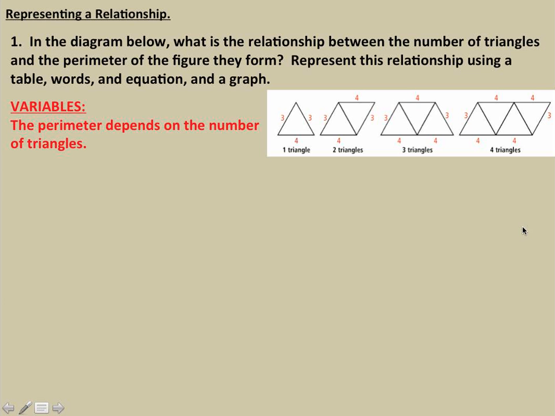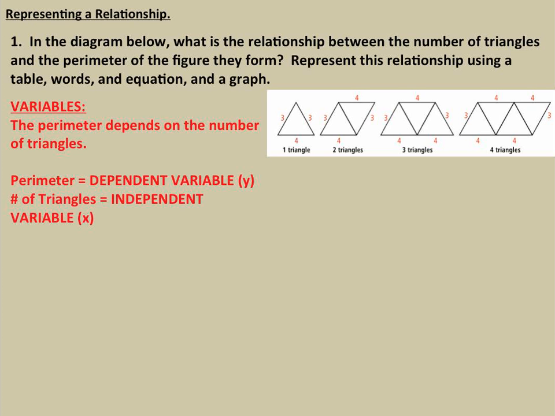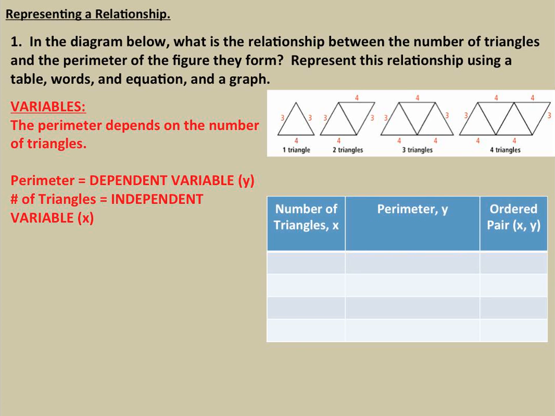So your variables, the perimeter, distance around, depends on the number of triangles. So the perimeter is the dependent variable because it depends on the number of triangles. So it's the y. And the number of triangles is the independent variable, that's the x. Okay? So in your table, 1 triangle means I had a perimeter of 10. I got 1 4, and I got 2 3s. 10. 1, 10.